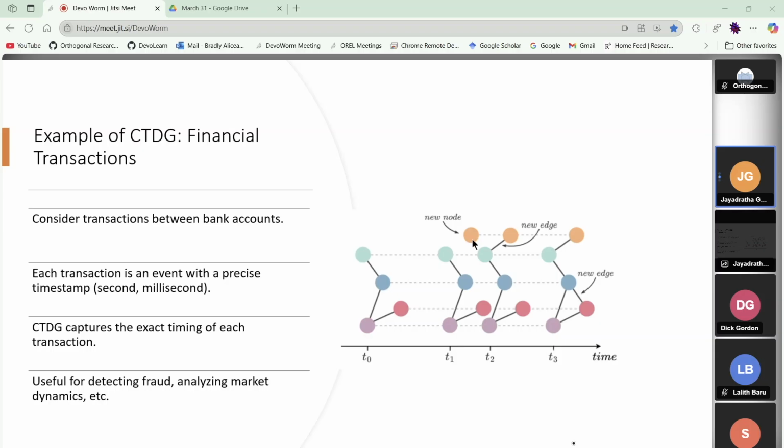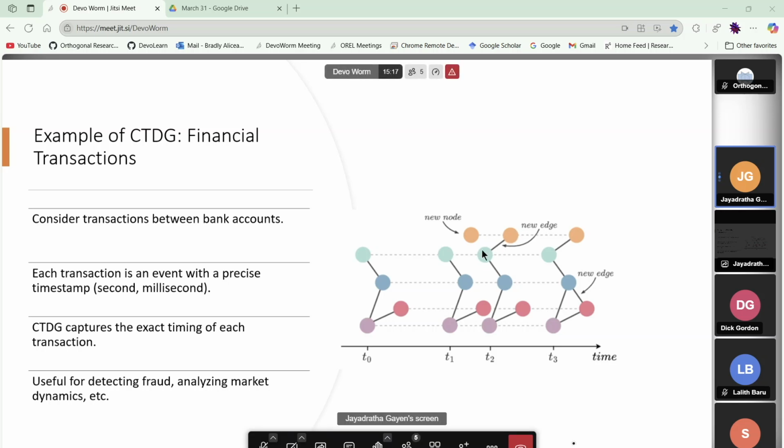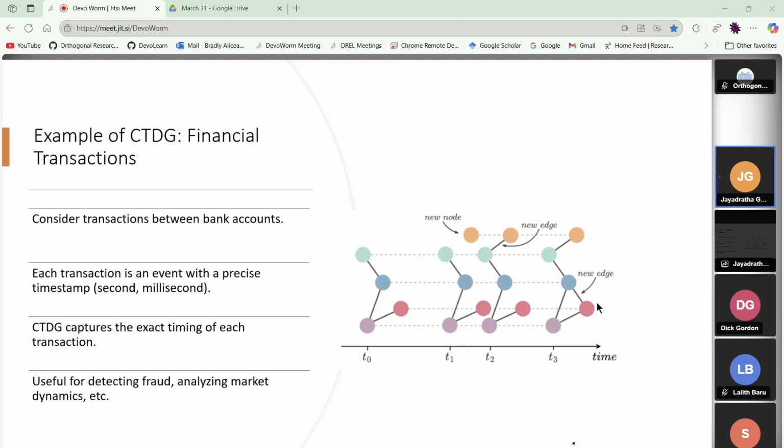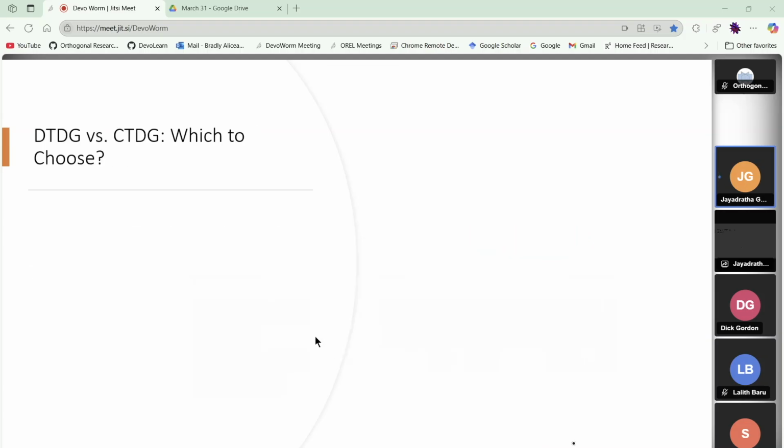So a new node means, for a financial transaction, a new user has come. And suppose this is a user and this is a merchant. So if this person buys something at T2, there will be a connection, and similarly there will be another connection here. So this is CTDG.